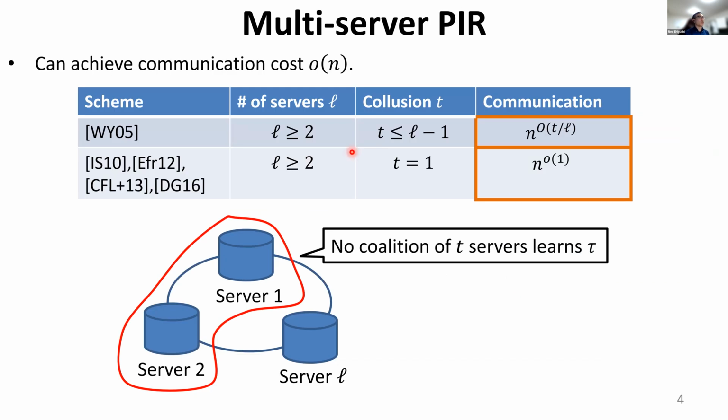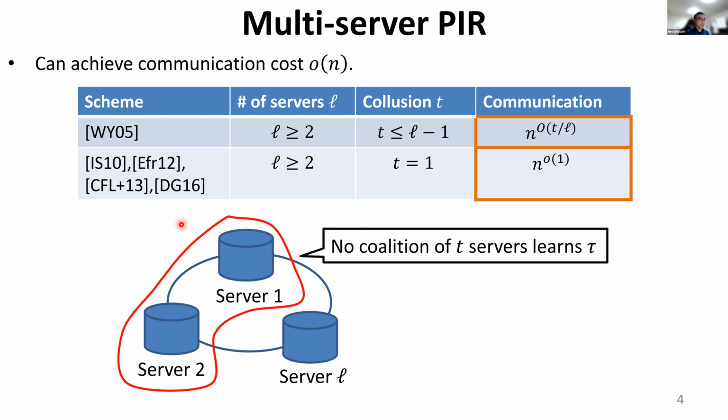So then a line of research to realize a sublinear communication cost is to construct a multi-server PIR in which more than one server is available. First, if there are at least two servers and at most T servers collude, then we can achieve communication cost of n to the T over L, which is sublinear if the coalition size is much smaller than the total number of servers. The second, if there are at least two servers and they do not collude, then we can achieve a much smaller communication cost, which is subpolynomial in the database size.